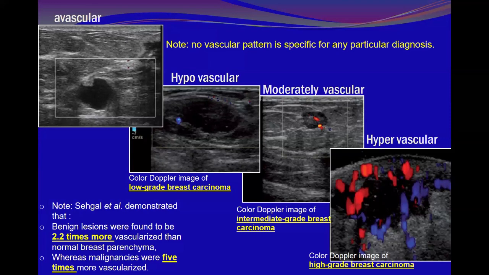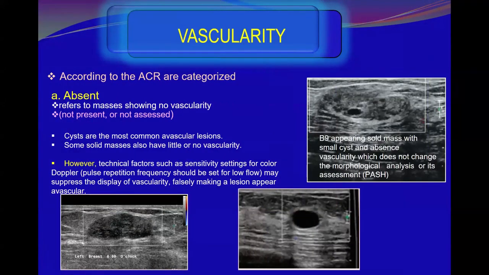According to Sigal et al., he demonstrated that benign lesions were found to be 2.2 times more vascular than normal breast parenchyma, whereas the malignancies were 5 times more vascular. So the more vascularity, the more suspicion. However, no vascular pattern is specific for any particular diagnosis.